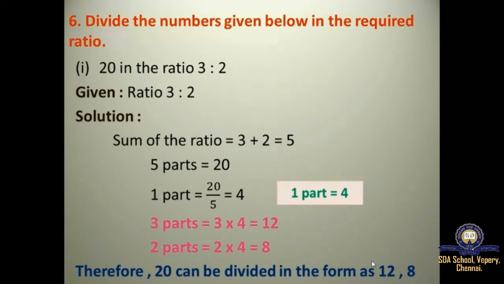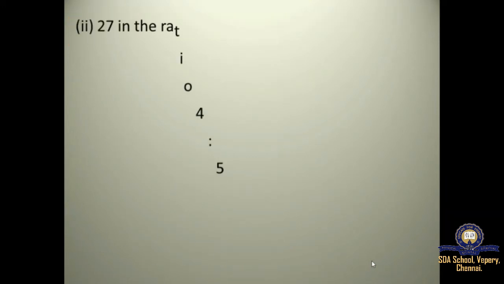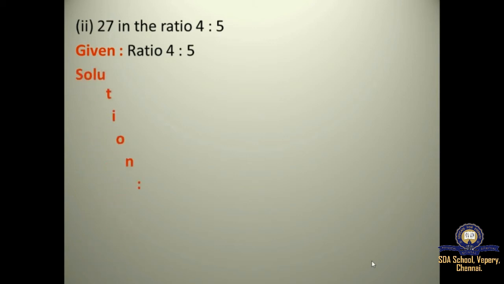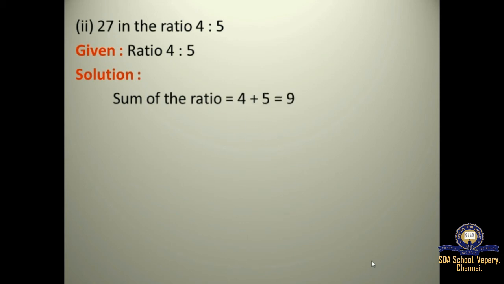Now we'll move to the second sum, that is 27 in the ratio 4 is to 5. What is given in the question? The ratio 4 is to 5. Now the solution is, what is the first step? Yes, you are going to find out the sum of the ratios. So when you add 4 and 5, you will be getting 9.